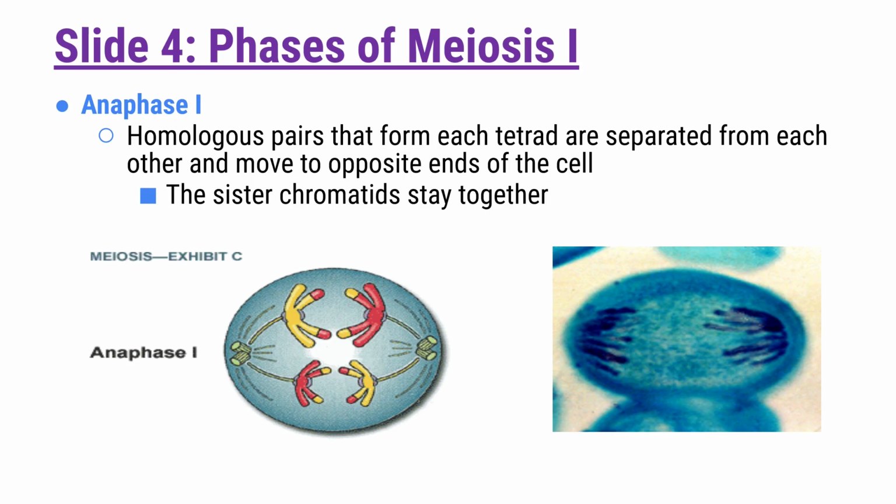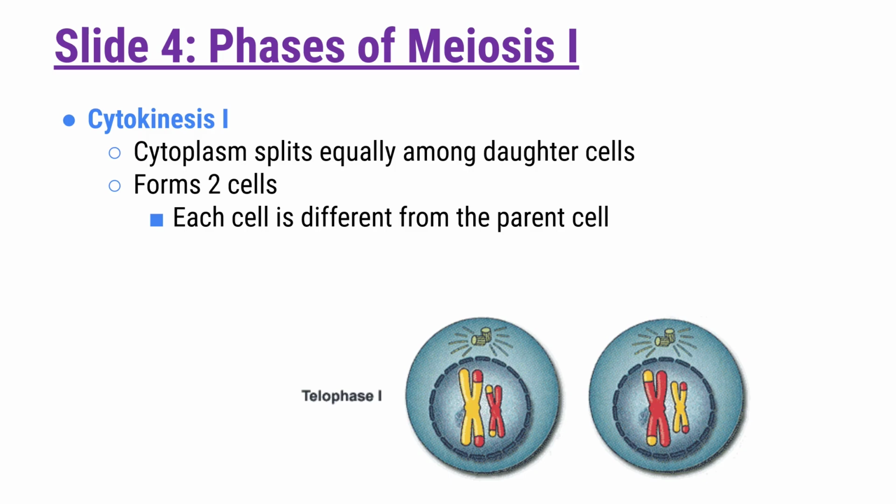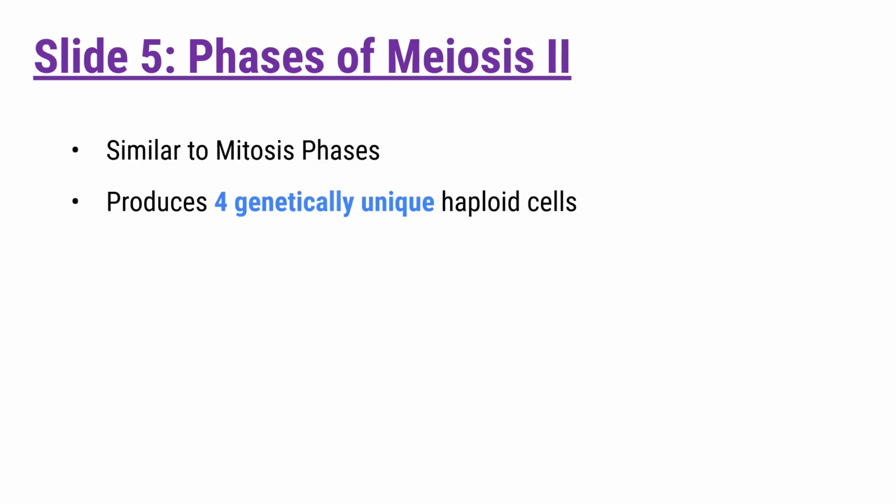And then we've got anaphase 1. This is when the homologous pairs that form each tetrad are going to be separated from each other and move to the opposite ends of the cell, and sister chromatids are going to stay together during this whole time. Then telophase 1, that's when the spindle fibers will break down, the nuclear membrane is going to reform, and then cytokinesis 1 happens. That's when the cytoplasm splits equally among the daughter cells, and now we have two cells. Each cell is now genetically different from the parent cell. And then that will start into meiosis 2.